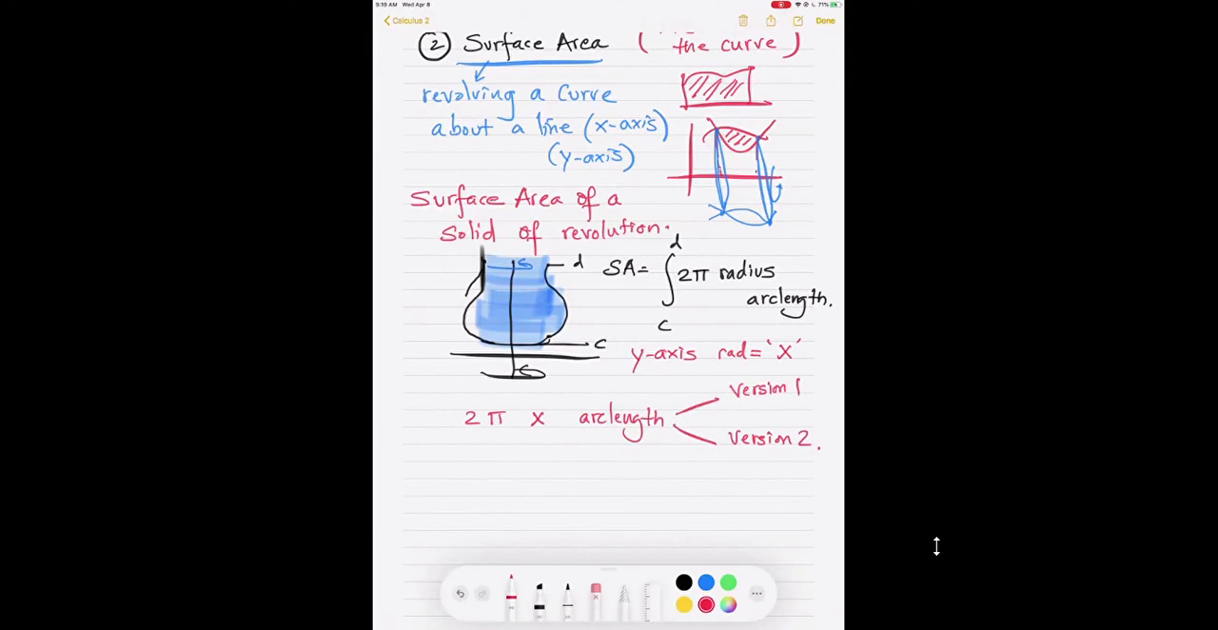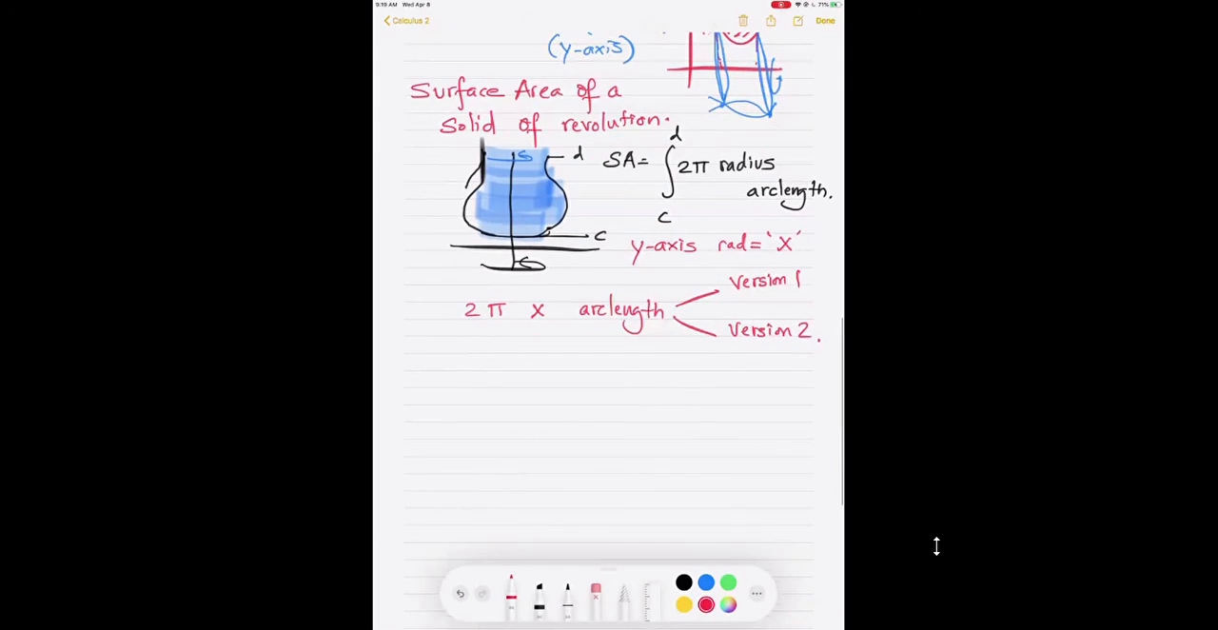So I think it's time for an example. So let's do an example. Again, I'm going to emphasize that for surface area, the components I need are 2 pi radius. This comes from the axis of revolution or rotation. So this comes from the line of rotation.